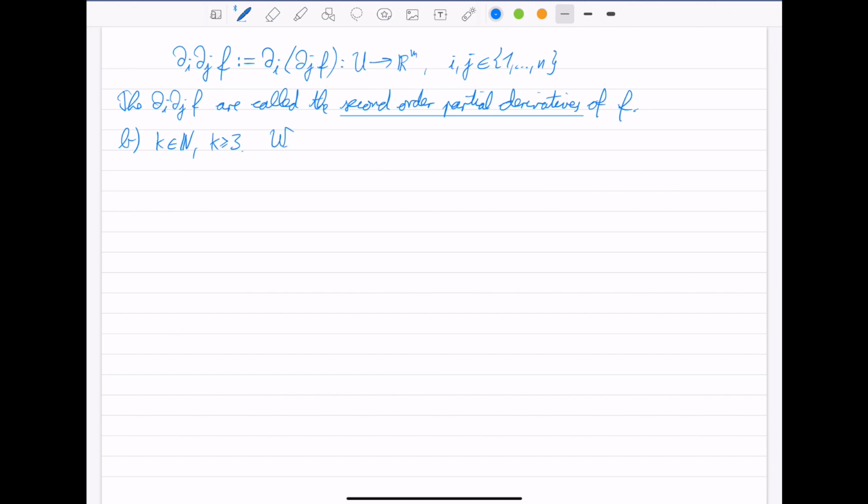So in general, we say that f is k times continuously differentiable. Whoops, this was rubbish. Let's do this again. Okay, continuously differentiable.